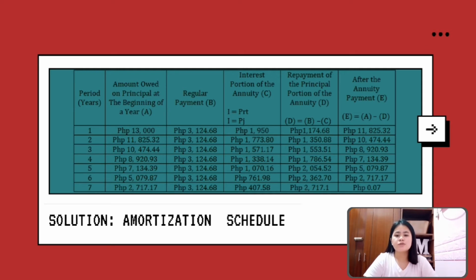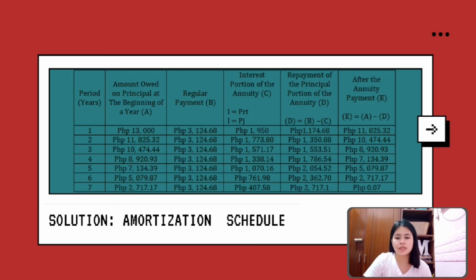For column B, since we have computed the regular payment, which is 3,124 pesos and 68 centavos, years 1 to 7's payment will be 3,124 pesos and 68 centavos. To get column C, or the interest portion of the annuity, calculate the interest using the formula I equals P times R times T, or I equals P times j. In our year 1, we will have 1,950 pesos as interest portion, while in year 7, we will get 407 pesos and 58 centavos only.